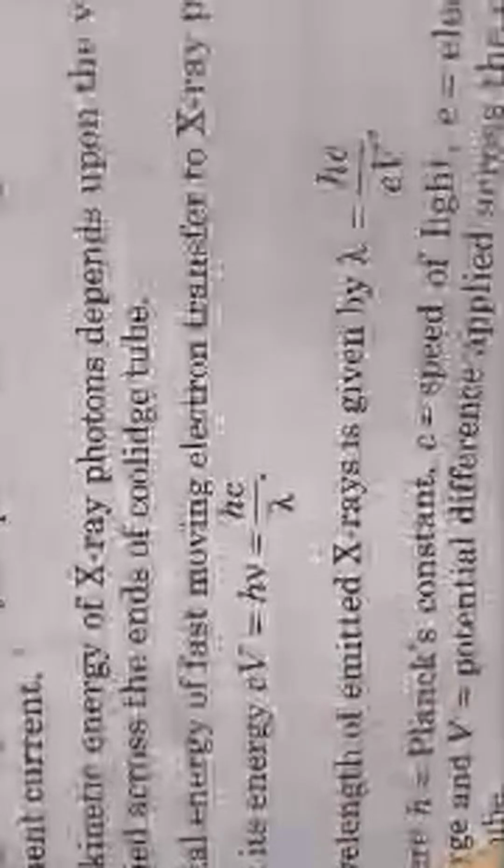If total energy of a fast moving electron is transferred to X-ray photon, then its energy eV is equal to hν is equal to hc upon lambda. Wavelength of emitted X-ray is given by lambda is equal to hc upon eV. जहाँ पर h क्या है, Planck's constant, c speed of light, e electronic charge, V potential difference applied across the ends.